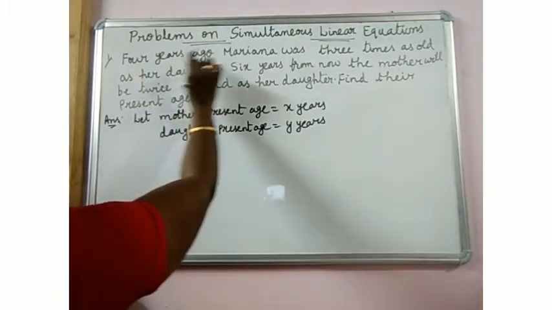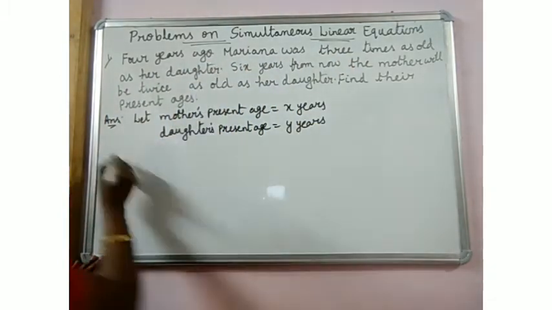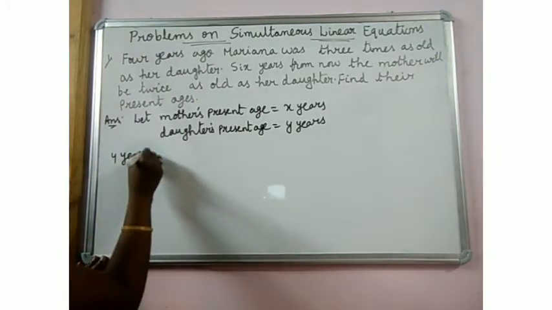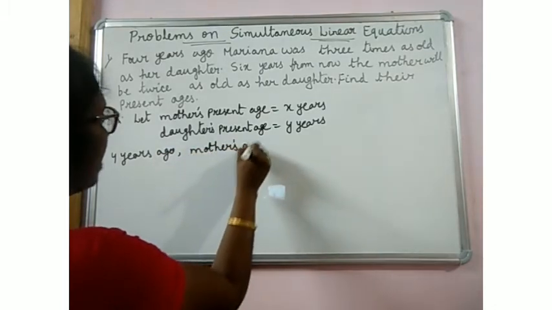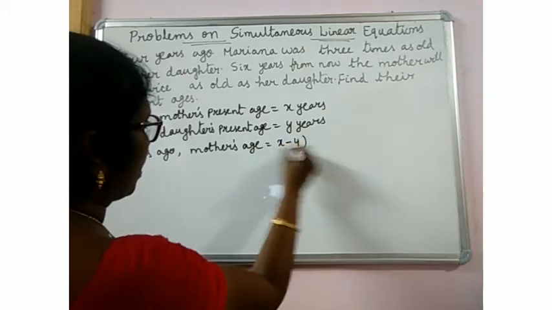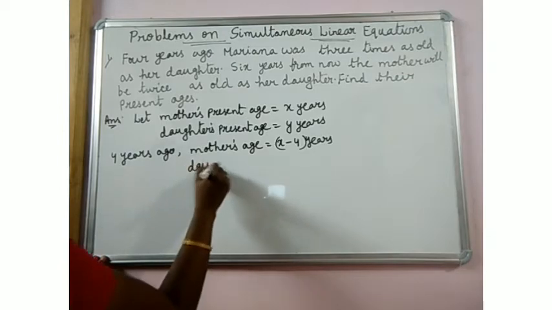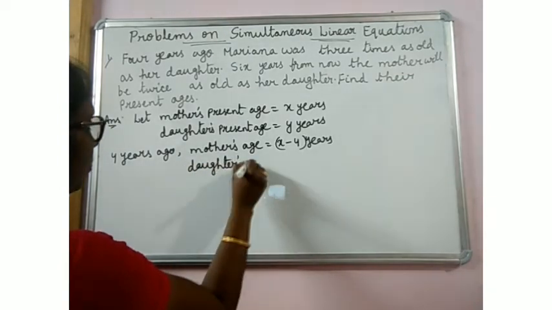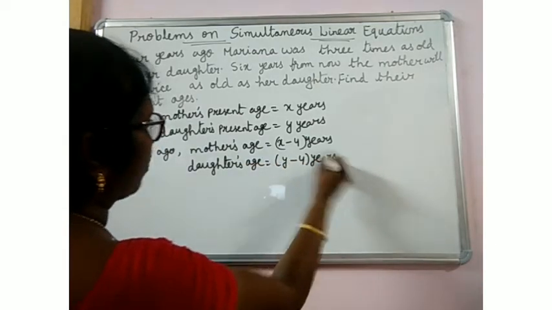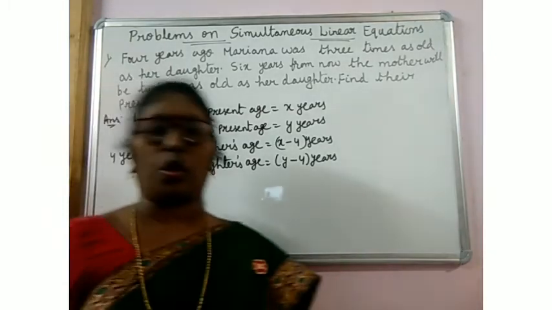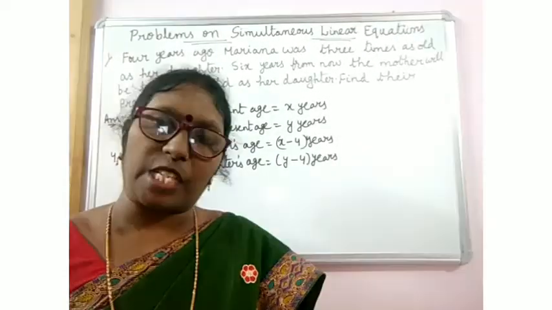What is given: 4 years ago, Mariana was 3 times as old as her daughter. So let us find, 4 years ago, what was mother's age? Mother's age was X minus 4 years. And 4 years ago, daughter's age was Y minus 4 years. If present age of daughter is Y years, 4 years ago daughter's age was Y minus 4 years, and mother's age was X minus 4 years.